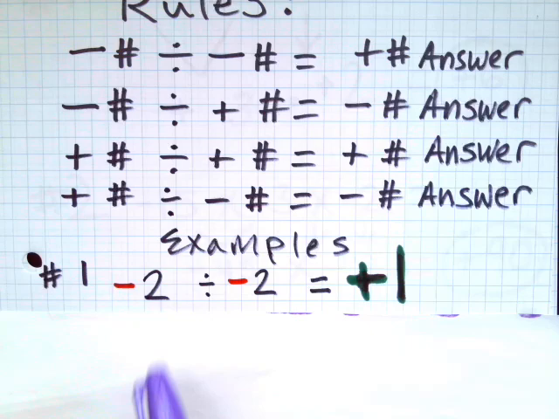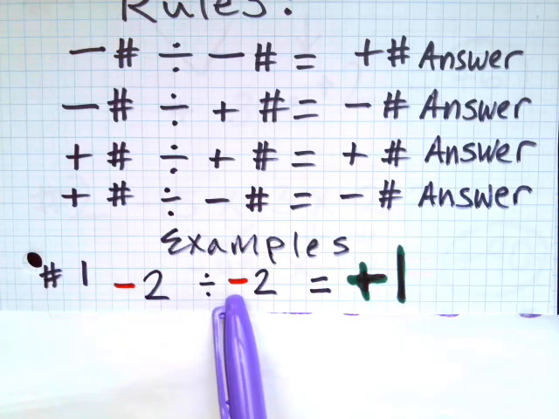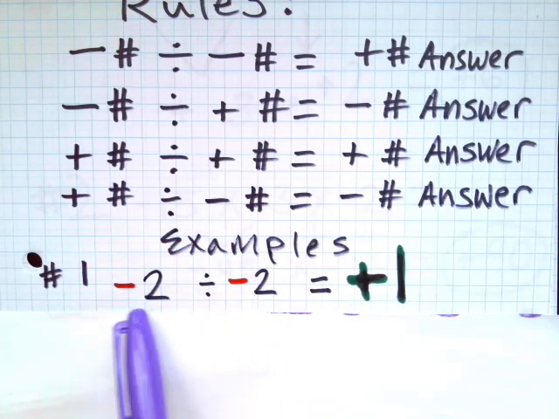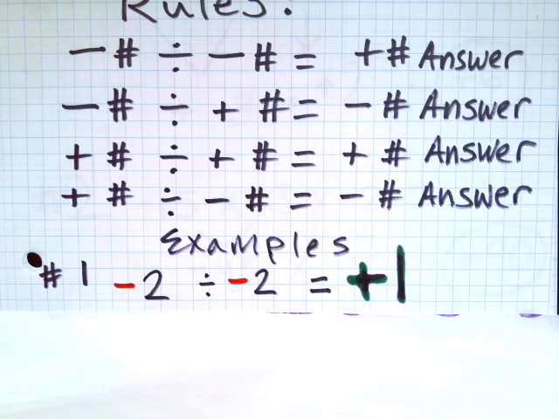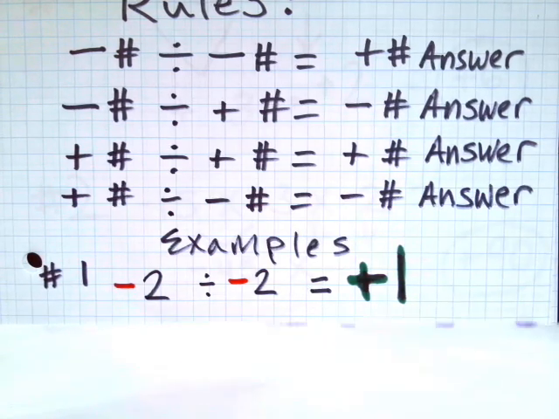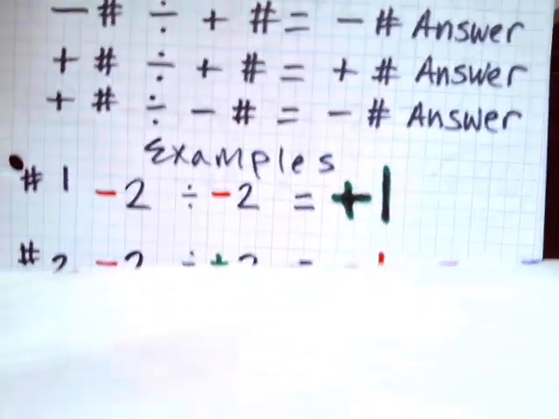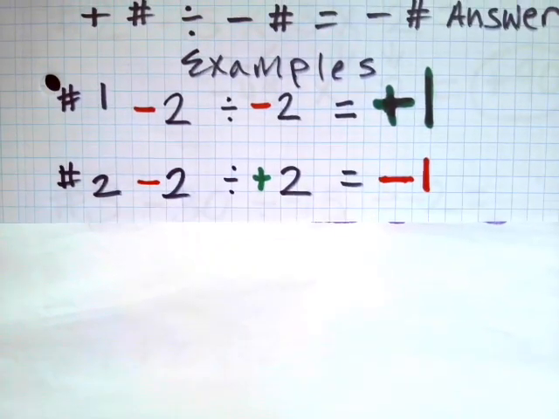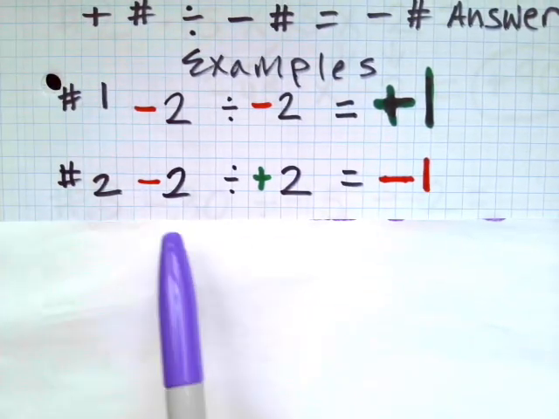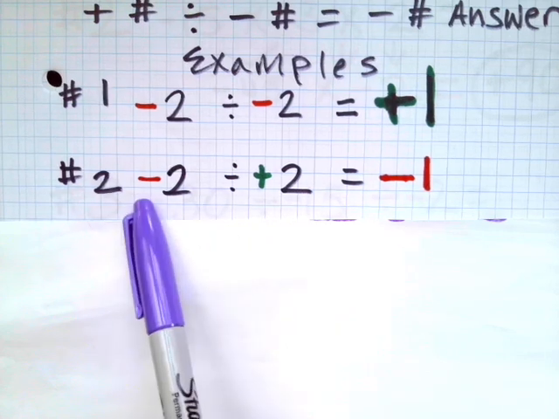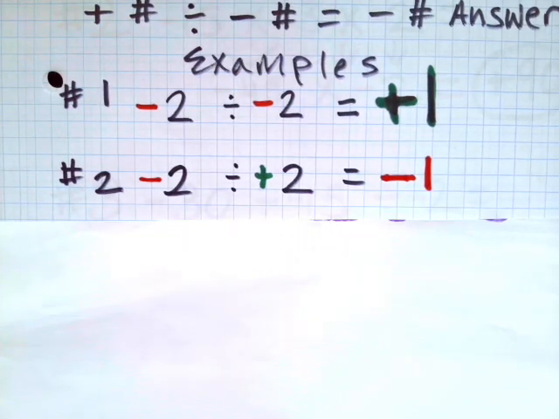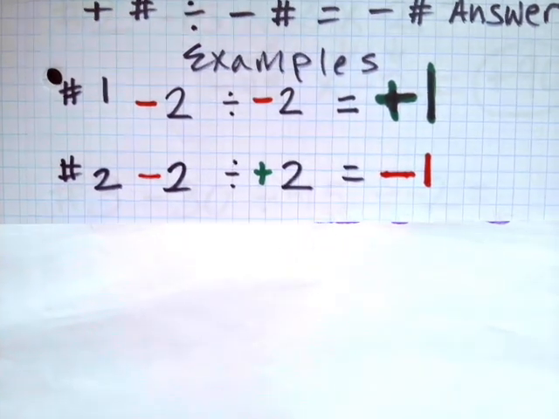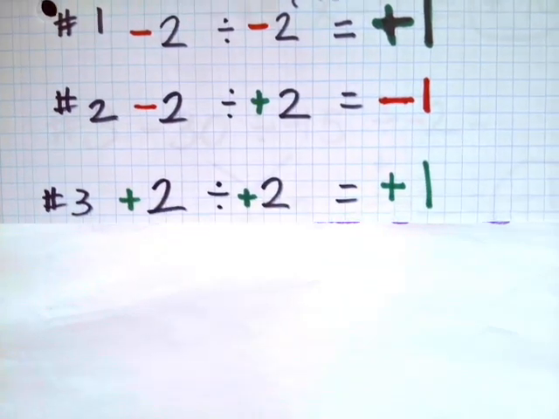So here we got a problem. Number 1, example. Negative 2 divided by negative 2. Hey, both of these are the same. Multiplying and dividing, you're going to get a positive answer. 2 divided by 2 is 1. Number 2. I have one negative, one positive. That will always give me a negative valued answer.